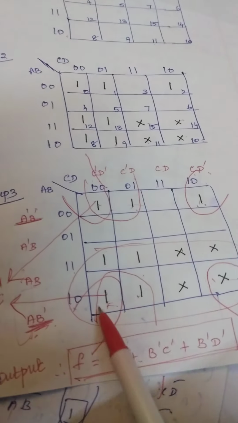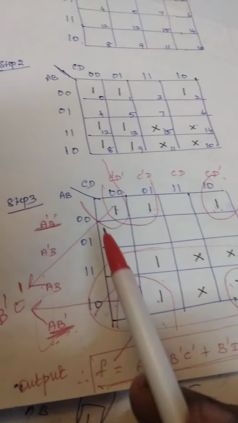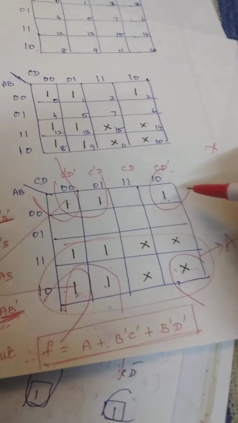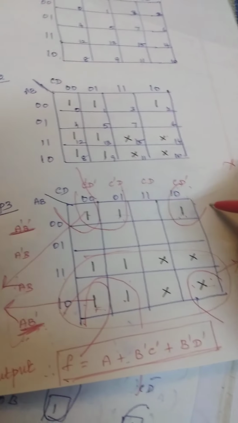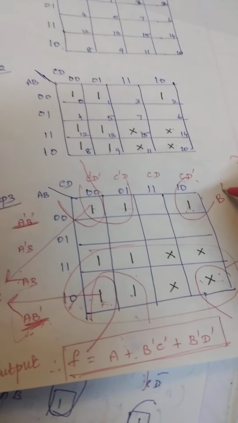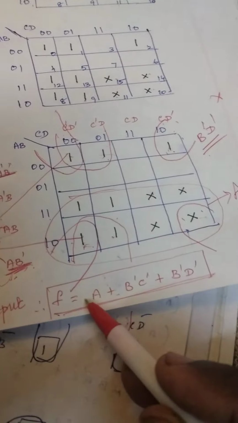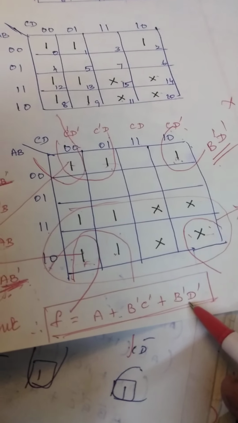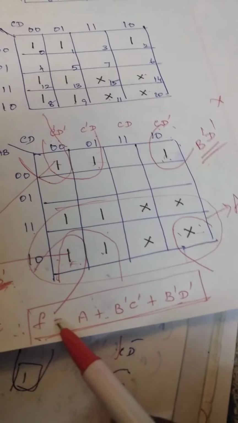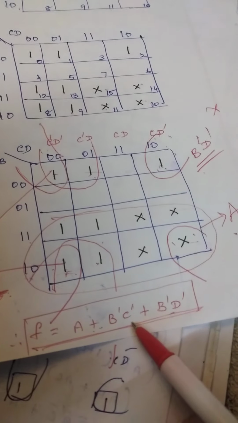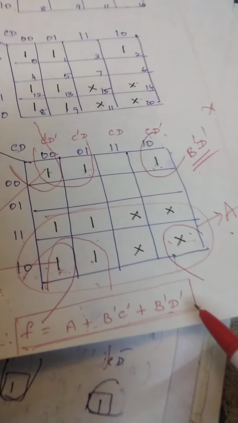Then you consider these two rows, all corner values. So these two mean A dash B dash and A dash B dash. Which is common? B dash is common. So for this third one, the common part is B dash and D dash. So this will be one value, this will be one value, and this will be one value. So the answer for this example of a 4 variable K-map, the simplified Boolean expression, is F equal to A plus B dash C dash plus B dash D dash. Hope you have understood this concept. Thank you.